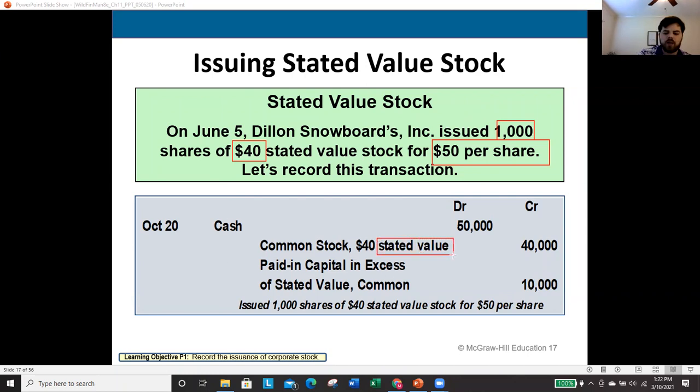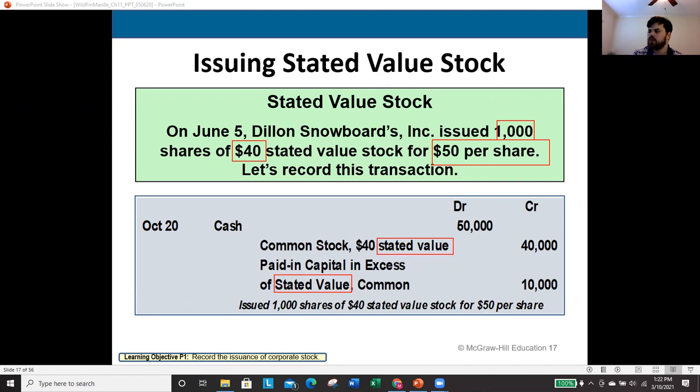Instead of this saying common stock $40 par value, this will now say common stock $40 stated value. That is it. Everything else here is the same, right? Except one more time, we will have to make that verbiage replacement down here. So instead of paid-in capital in excess of par value common, this is paid-in capital in excess of stated value common. But all we're doing is changing par value to stated value in each location, and that's it. Nothing else has to change.